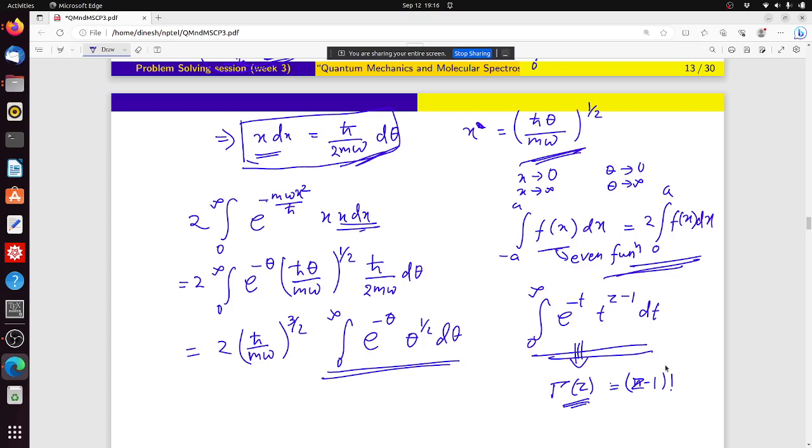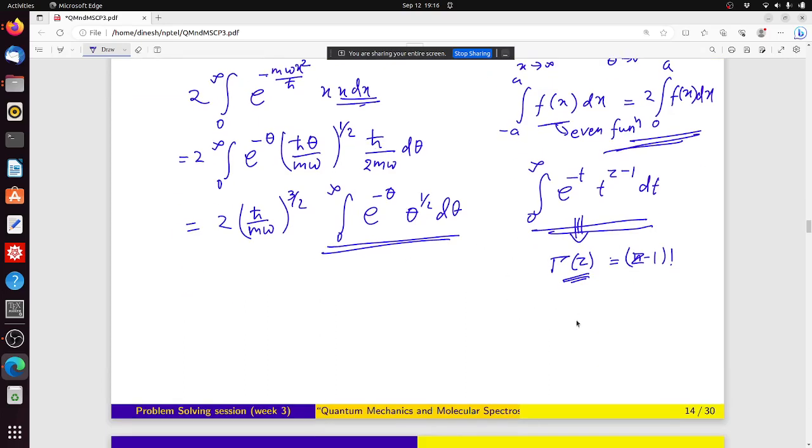So gamma of z is z minus 1 factorial. So if you have gamma of 3, then it's nothing but 2 factorial actually, right? Gamma of 5 is 4 factorial. So it's 2 into 1, and this is 4 into 3 into 2 into 1, something like that.